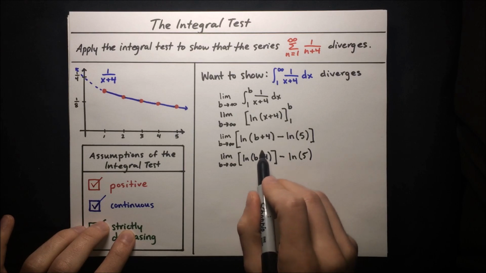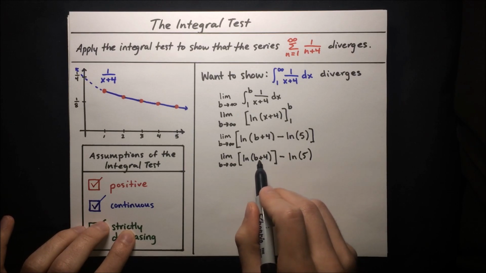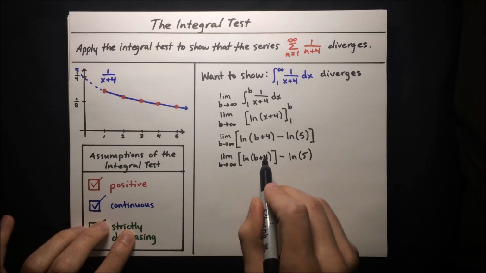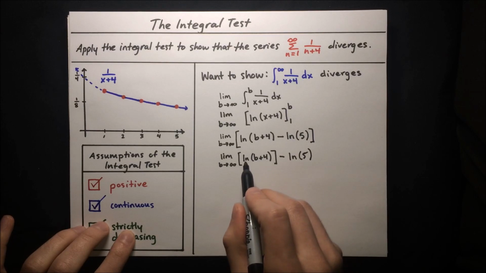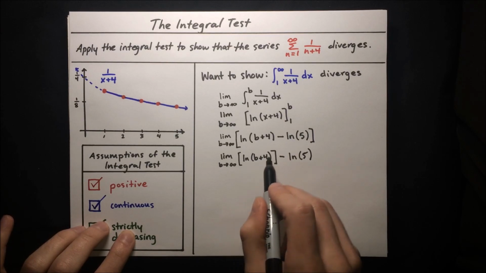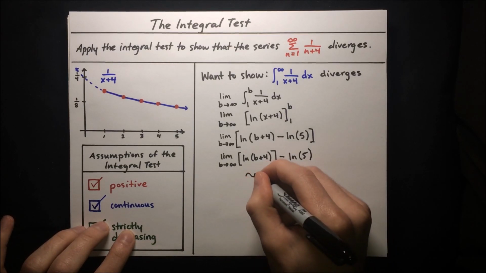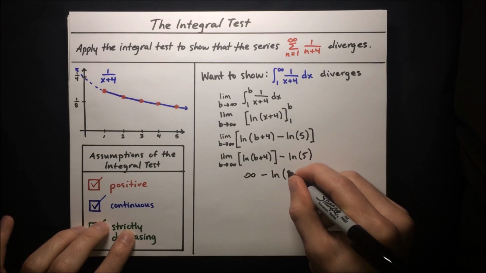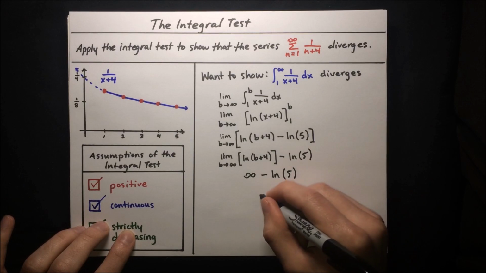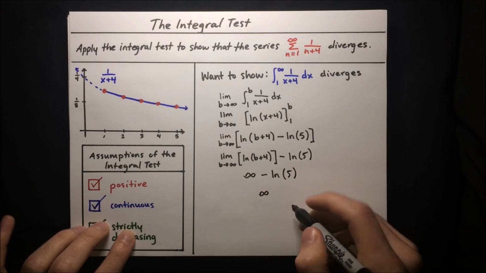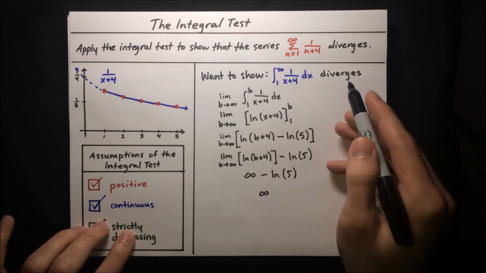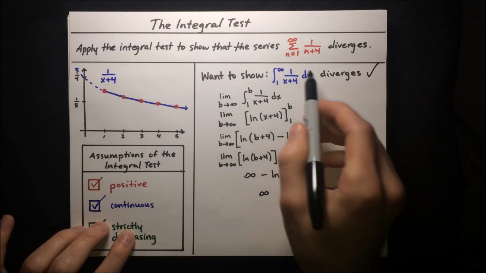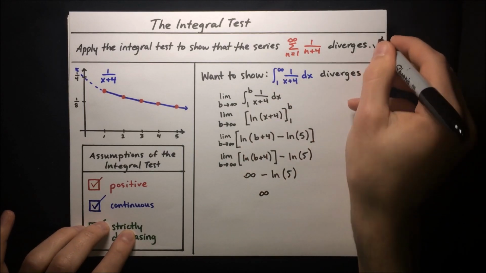Alright, so now this term here, limit as b goes to infinity of natural log of b plus 4. That makes the inside argument here, b plus 4, go to infinity, and as the inside argument gets bigger and bigger, natural log gets bigger and bigger. So this limit here is really just infinity. And when we subtract a finite number, ln 5, from infinity, we still end up with infinity. So yeah, the integral diverges, so therefore the series diverges.